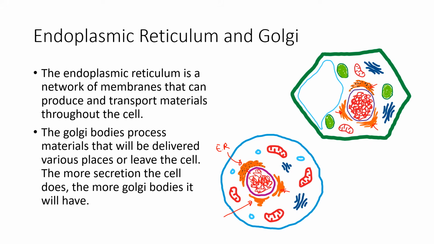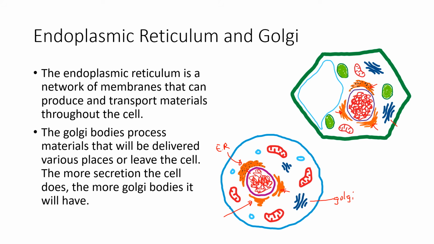The second organelle we're going to look at here is the Golgi. The Golgi bodies or Golgi apparatus are like the finishing places. They'll take the molecules that have been started by the endoplasmic reticulum, fold them and turn them into their final form, and then they'll deliver them somewhere.